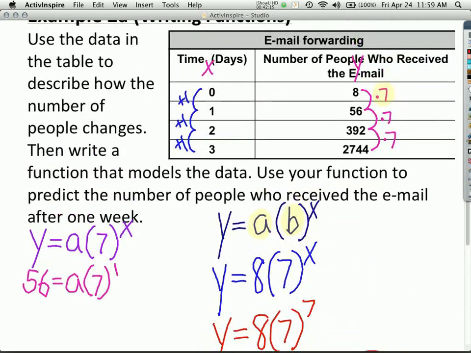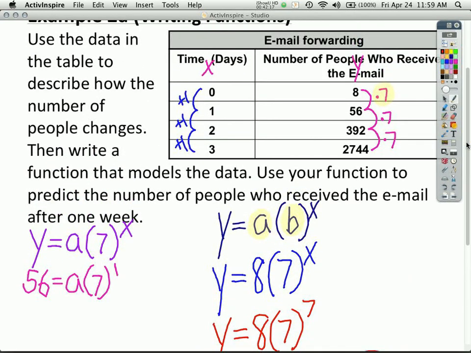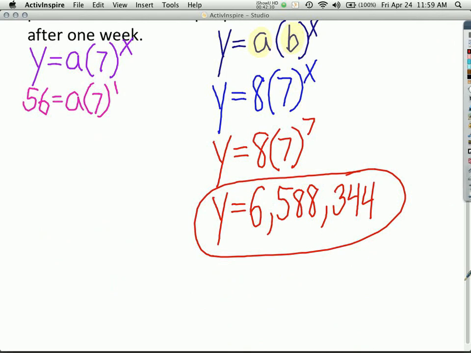You can send an email to 8 people, ask them to do something with it, like send it to 7 people that they know, and in 1 week, 6.5 million people will have read the email. Anyone ever hear of the term, it's gone viral? Yes. Do you know why? Do you know how something goes viral? Exponential functions. That's what going viral means.